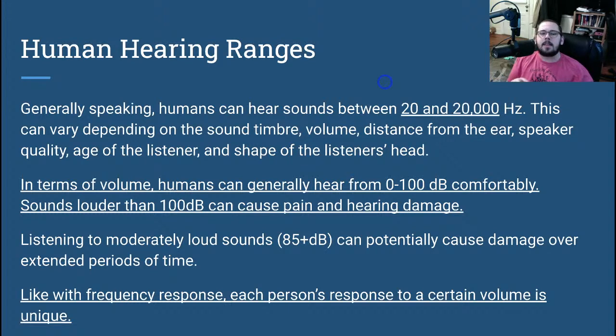One thing to note is that listening to moderately loud sounds, not above that threshold of pain, but still fairly loud for extended periods of time, can cause the same kind of pain and hearing damage over time as a loud burst of something that was loud. And again, for the same reasons and causes as before, these are all slightly different. Someone's threshold of pain might be slightly higher than another person's. A person might not be able to hear things at super low volumes, whereas someone else might have great hearing down there. It varies from person to person.